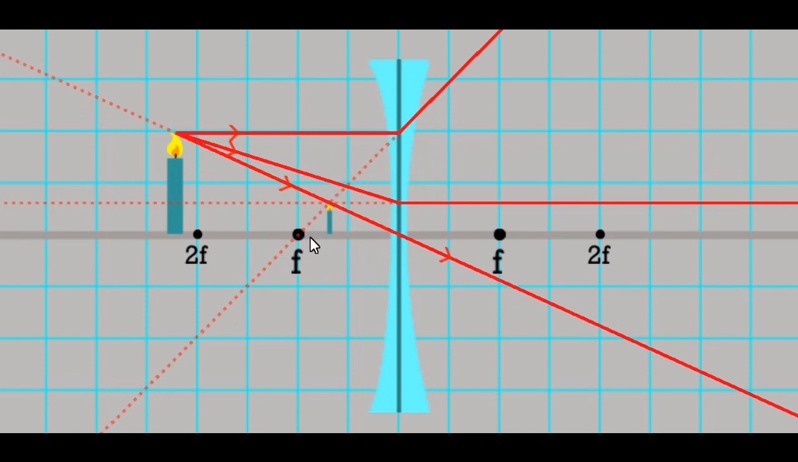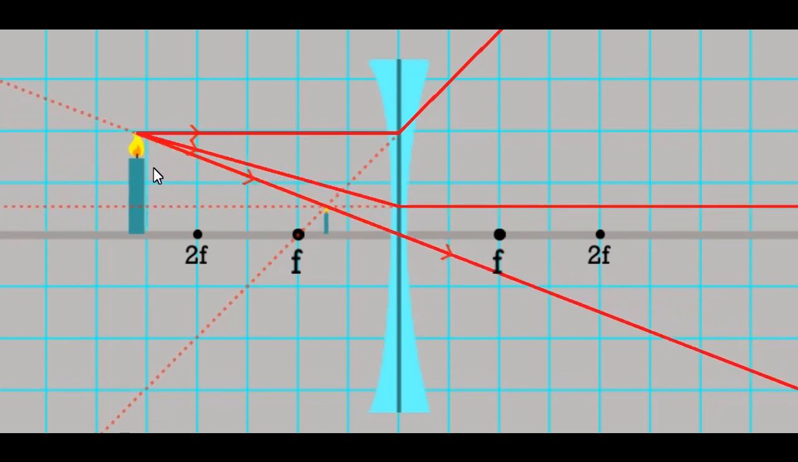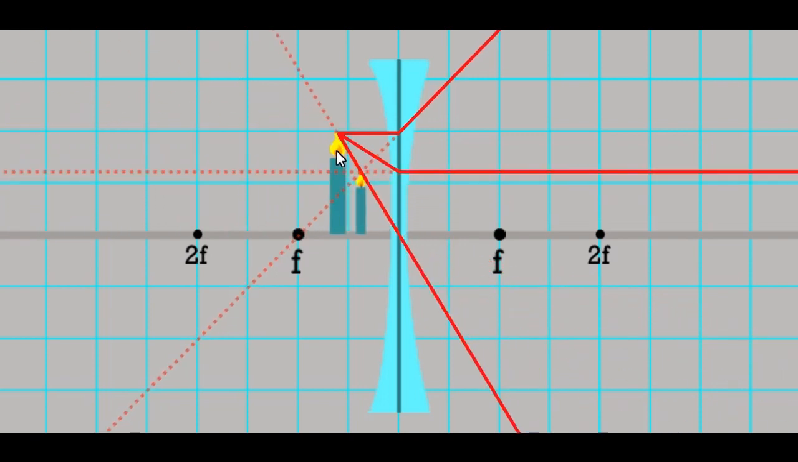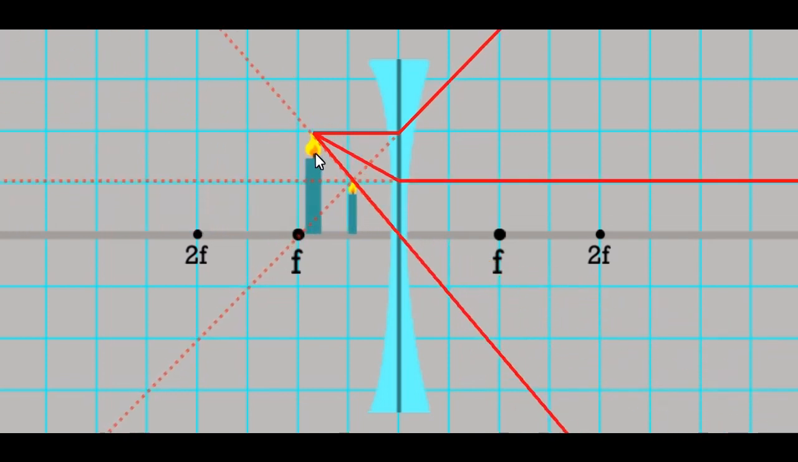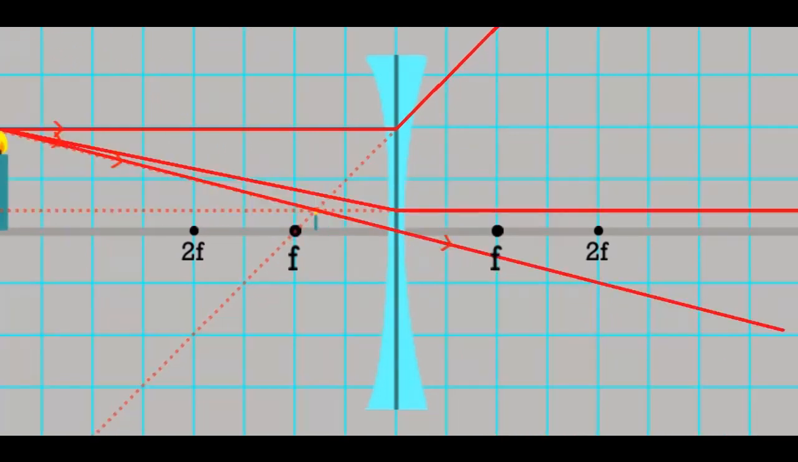And the images which we are getting are all produced due to the extended refracted rays. So these are virtual images and they are erect, and if you compare the size of the image to the size of the object, all the images formed here are small compared to the object. Fine.